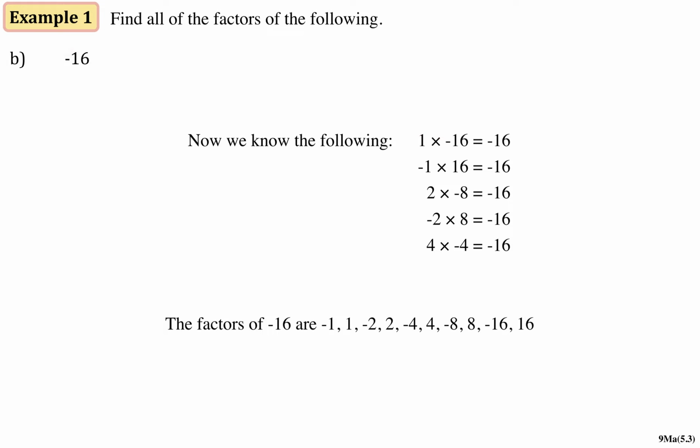So the factors of minus 16 are the plus and minus 1, the plus and minus 2, the plus and minus 4, the plus and minus 8, and the plus and minus 16. This is probably a better way to write it though. Instead of writing negative 1 and positive 1 separately, we write plus or minus 1, plus or minus 2, plus or minus 4, plus or minus 8, plus or minus 16.